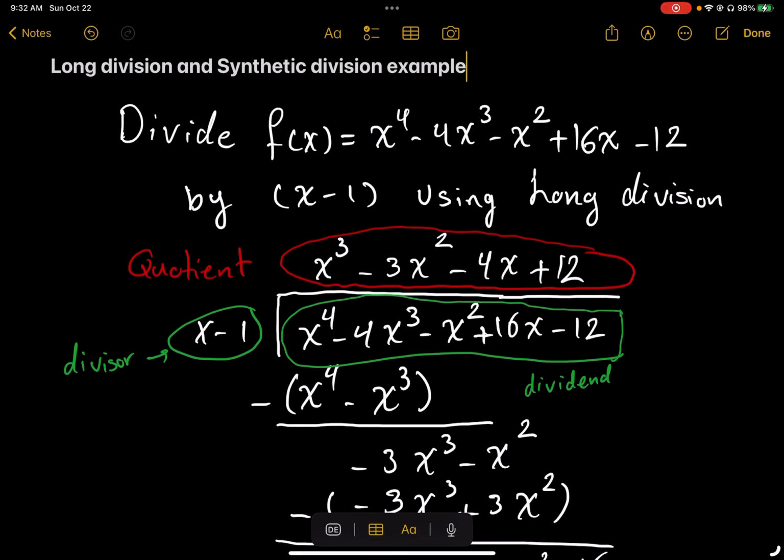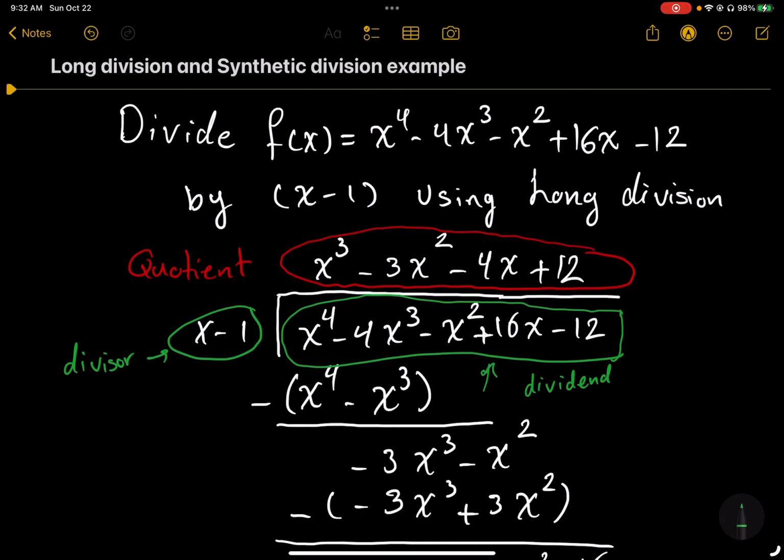So this is important. After you place the long division sign, the dividend, which is essentially the numerator of the fraction, is going to go underneath this line. So this is going to be our dividend right here. And the divisor, which is the denominator of the fraction, is going to go on the left-hand side right here. So the x minus 1 is going to be the divisor. And the procedure is as follows.